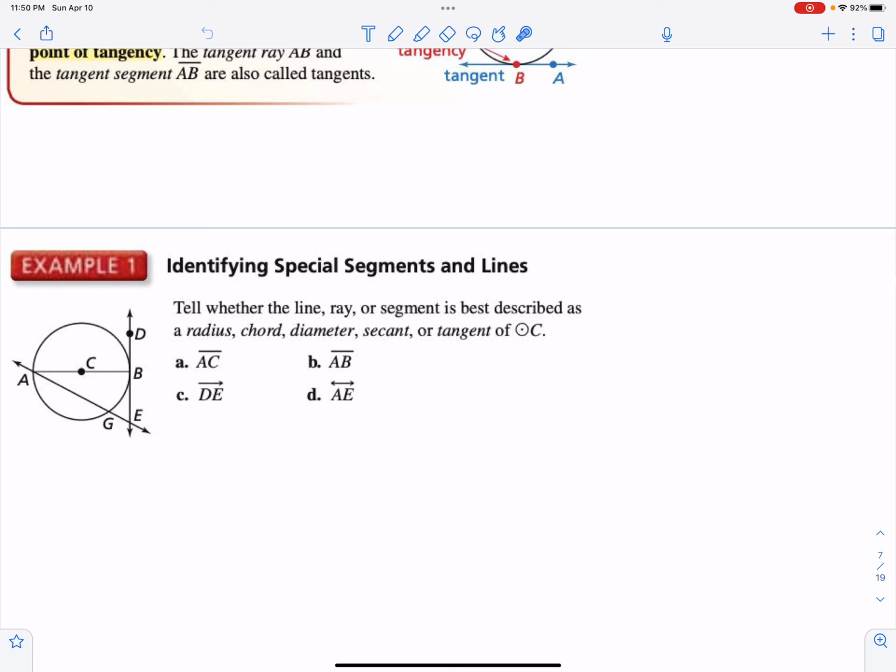So identifying the points or the segments or lines here, notation is important. An example here, AC, we can look at and see that this is the radius. Okay, AB, that segment is the diameter. Ray DE is going to be a tangent. And then line AE is going to be a secant. Okay, so these are just some of our terms from up above.